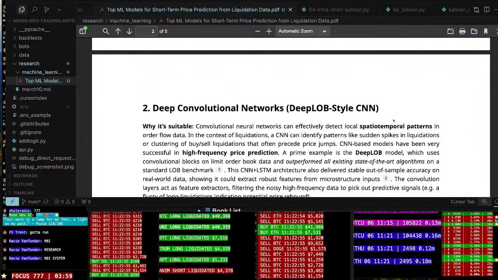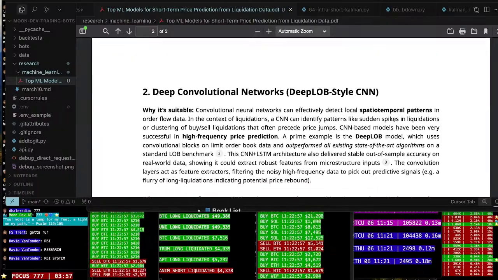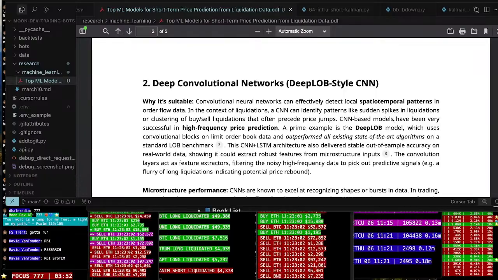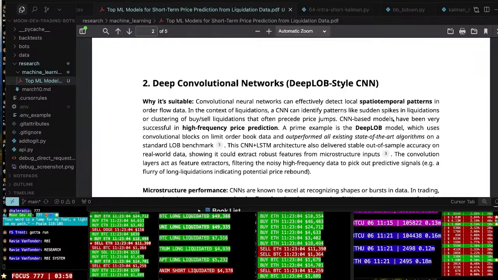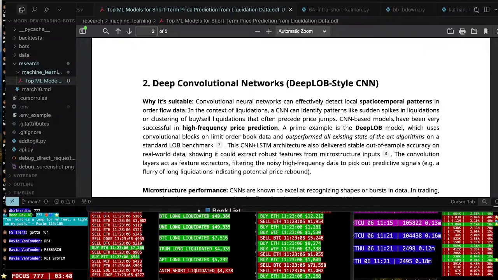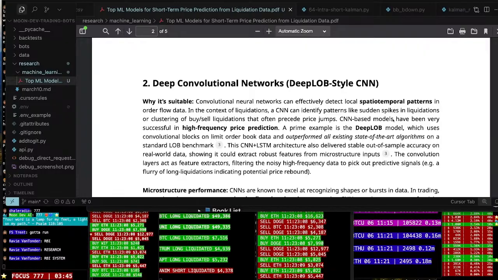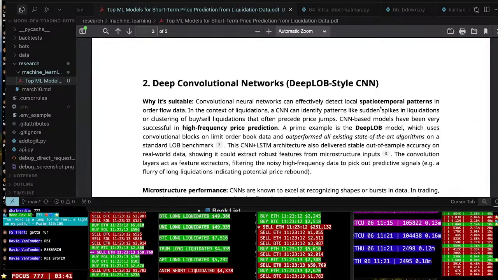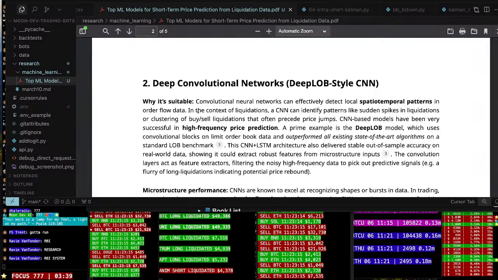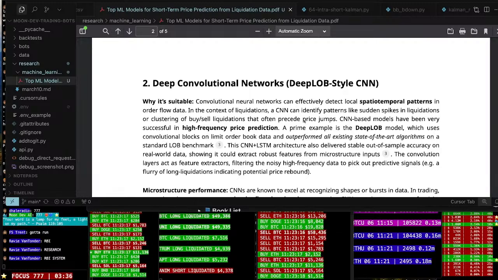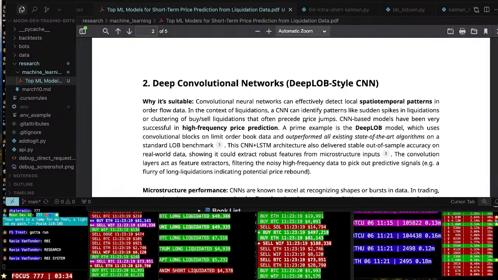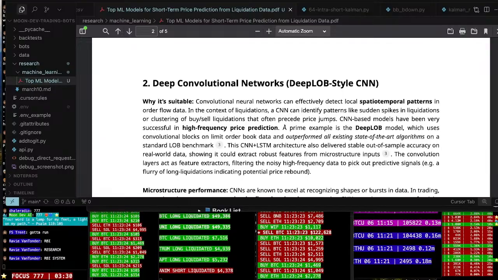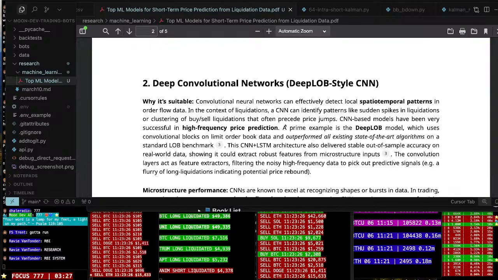Deep convolutional networks, deep LOB style CNN, why it's suitable. Convolutional neural networks can effectively detect local spatiotemporal patterns in order flow. In the context of liquidations, a CNN can identify patterns like sudden spikes in liquidations or clustering of buy-sell liquidations that often precede price jumps.